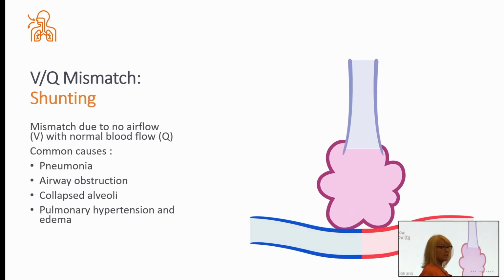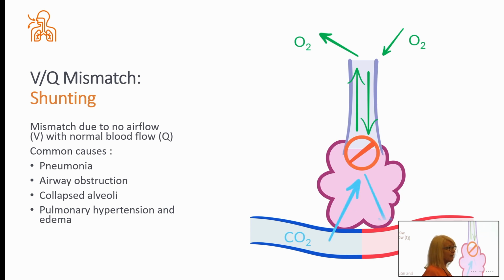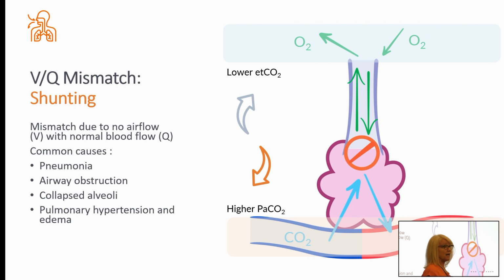More severe scenarios of VQ mismatch can be due to shunting. A shunt is going to be an obstruction of the airway. Maybe this is caused by pneumonia or pulmonary edema, pulmonary hypertension. But oxygen and carbon dioxide are not able to pass that shunt. So you're not pulling in the air that you need, and of course you're not exhaling the CO2 that you need to exhale. When you're monitoring a patient's end-tidal in this scenario, you're not getting an accurate value because they're not exhaling it accurately due to that shunt.